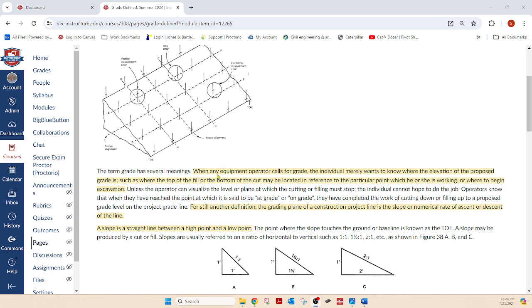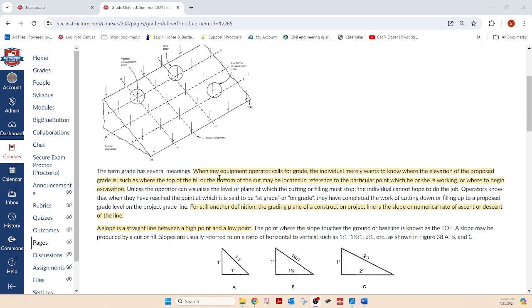But I'm going to read a minute. It says, when an operator calls for grade, he just wants to know where the elevation of the proposed grade is in relation to where he's cutting or filling, so he'll know how much more there is to go to get to the top of the field here, or how much more there is to get to the bottom. Now, let's see, we got some definitions here, and I've got too many highlights. I don't know which is the best.